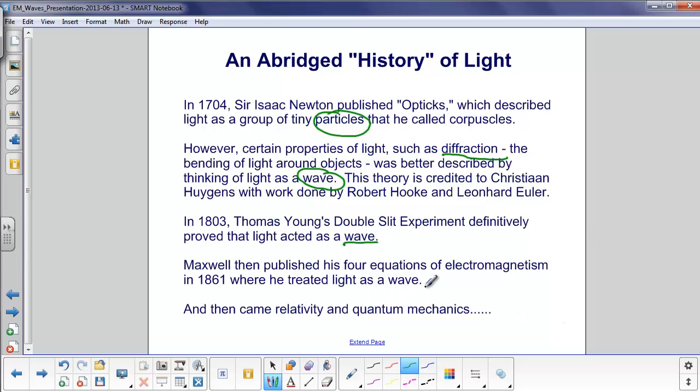Then James Clerk Maxwell published his four equations of electromagnetism in 1861. He also treated light as a wave. And then came relativity and quantum mechanics.